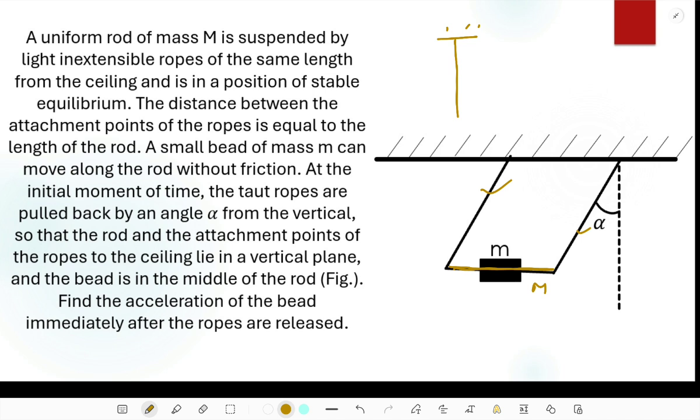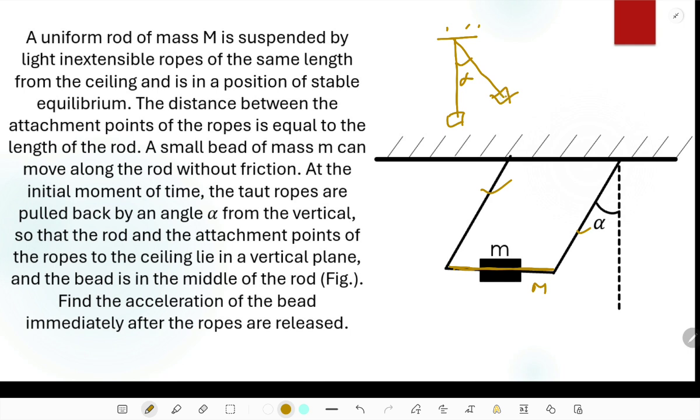And a small bead of mass m can move along the rod without friction. At the initial moment of time, the taut ropes are pulled back by an angle alpha from the vertical. And there is a bead, as I would like to show you like this, so that the rod and the attachment points of the ropes to the ceiling lie in a vertical plane. Of course they will lie, and the bead is in the middle of the rod. Find the acceleration of the bead immediately after the rod is released.